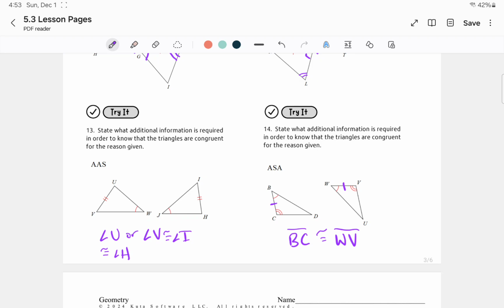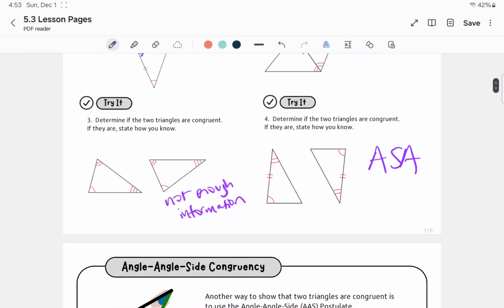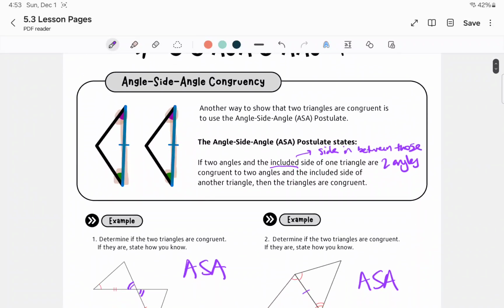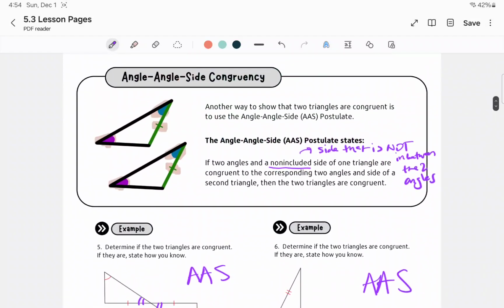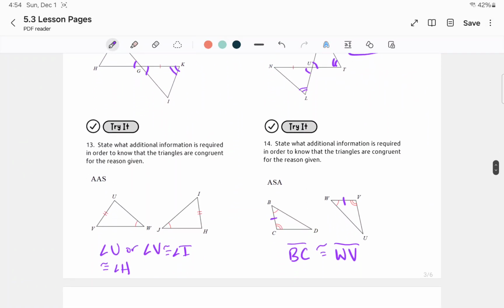The basic thing you should know here before I log off is that you have these two types of congruencies. Angle, side, angle, right? Two angles with a side in between. And then angle, angle, side. Two angles with a side that's not in between. As long as you can recognize that, you should be good to go.